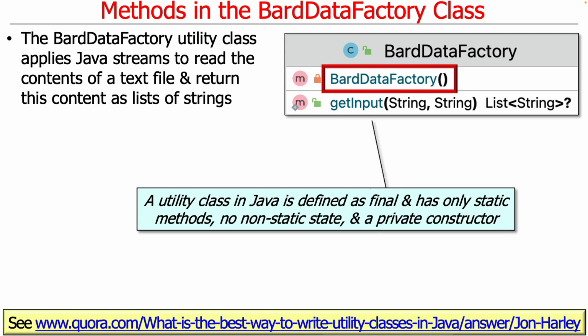What is a utility class? A utility class in Java is a final class, which means you can't extend it. It only has static methods. It has no non-static state, if it has state at all. Often it doesn't have any state. And it has a private constructor, so you can't make an instance of it. And so it's basically just a grouping of methods. In C++, we'd probably call it something like a namespace, where you'd have just a bunch of methods, or static methods, in there.